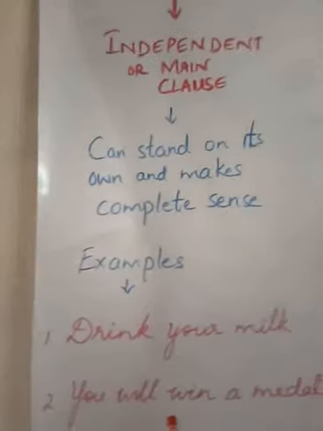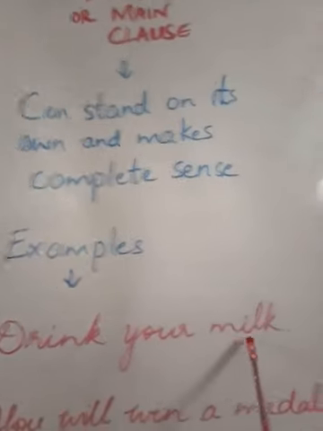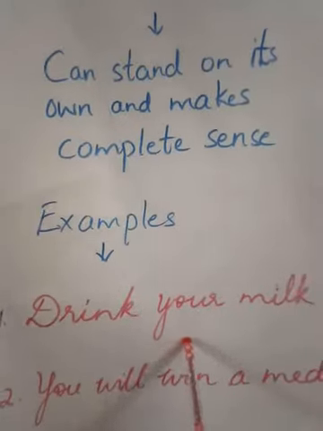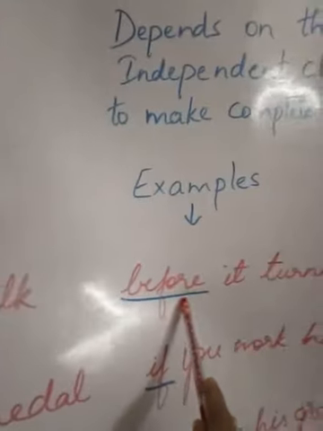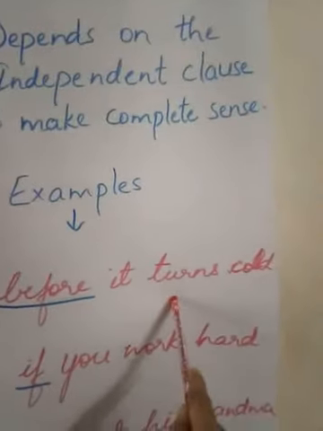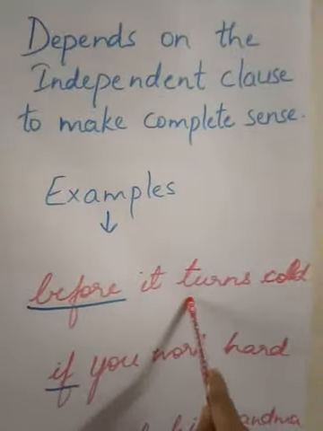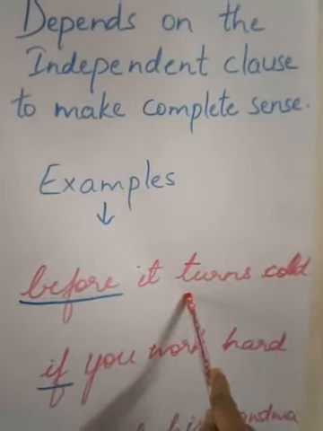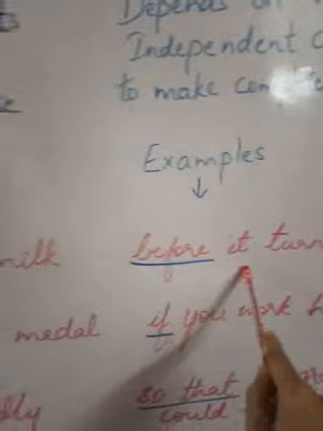You see in the first example, drink your milk before it turns cold. Now the first part of the sentence is a clause and the second part also is a clause. But the first part of the sentence can stand on its own and make complete sense. Drink your milk. Whereas this part of the sentence, the second part, before it turns cold, cannot stand on its own and make complete sense. If I just tell you before it turns cold, you won't understand the complete picture unless I give you the main clause or the independent clause. If I say drink your milk before it turns cold, now it makes complete sense.